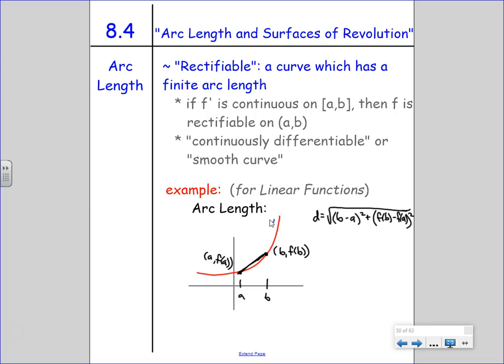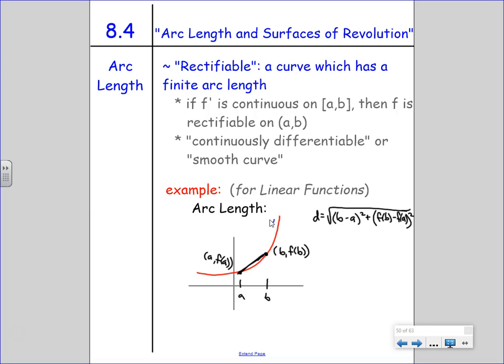We need to make them infinitely close. We need to have these 2 points approach each other to get these little arc lengths infinitely close, and then we can go ahead and accumulate them throughout. Well, how do we get them infinitely close?